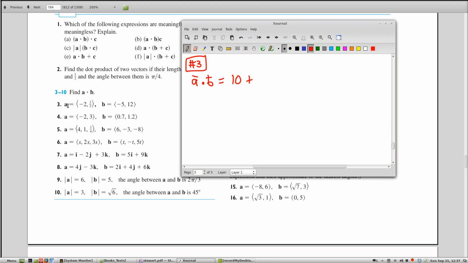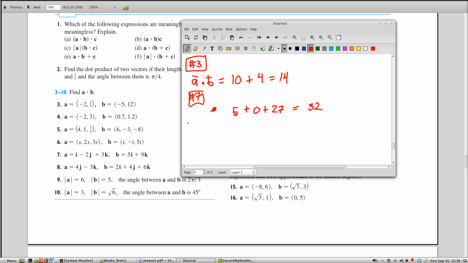So what am I doing here? I'm taking the dot product, I'm doing number 3, so this is -2 and -5 is 10, and 1/3 and 12 is 4, so the dot product here is 14. And yeah, I think these are all just totally easy. Maybe we should do one here with component notation too, like number 7 maybe. So number 7 would be 1 and 5 is 5, and -2 and 0 is 0, and 3 and 9 is 27, and so this is 32.